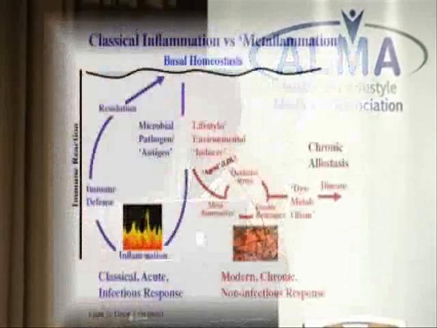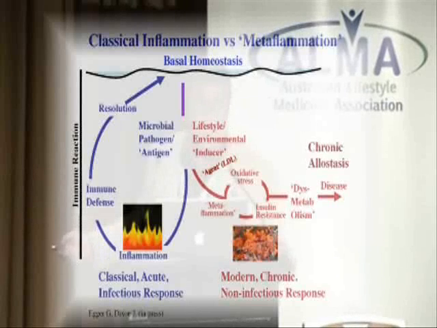So just in summary, the difference between these two systems: you've got classical inflammation here, where it's a microbial pathogen or an antigen that causes an inflammatory reaction, which causes the immune defense system to respond. And then you get resolution back to basal homeostasis.